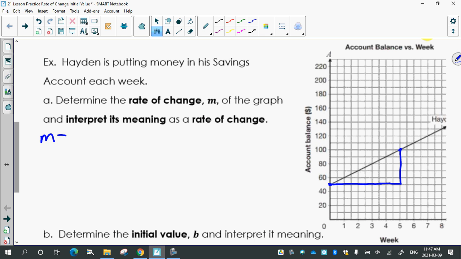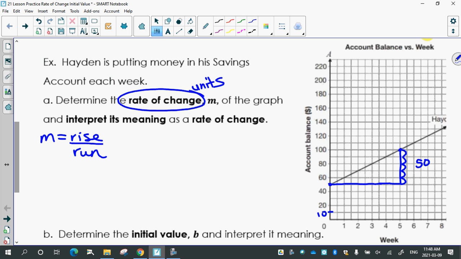So m equals rise over run, that's our rate of change. And the only difference when they ask for a rate of change, include units with your rise and run. Okay, don't just put a number, include units. So our rise, first of all, I need to take into account scale. That's what a lot of us forgot yesterday on that one question. So working upwards, we're going by tens. So 10, 20, 30, 40, 50, but I need units, so the units for the vertical axis are dollars. So my rise is actually $50.